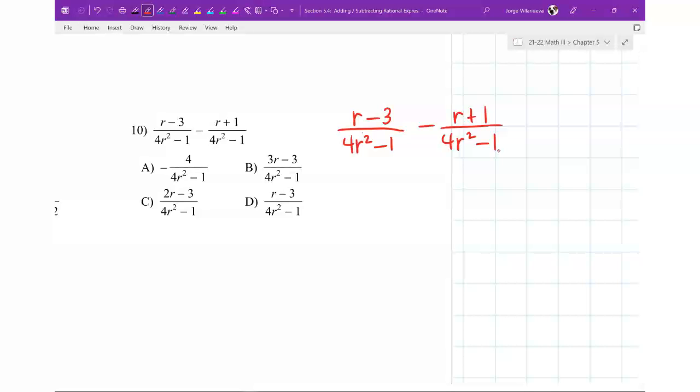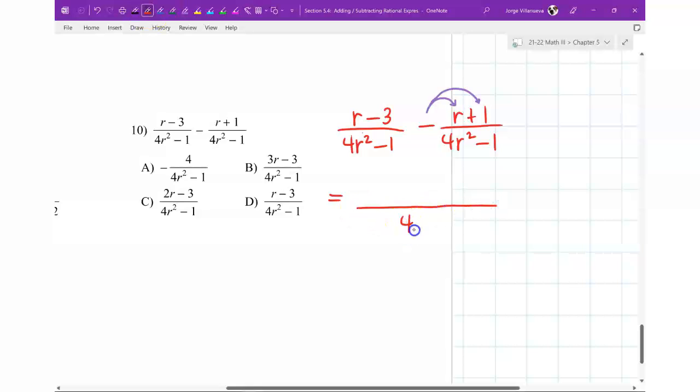All right, so there's my original problem. Now, whenever you have a negative, when you combine it, make sure you distribute it, okay? Make sure you guys distribute that thing in. So here we go. A big fraction, 4r squared minus 1, okay? And on top, r minus 3 minus r minus 1. Remember, minus r minus 1 because I distributed the negative, okay? So the minus r minus 1 is because I distributed.